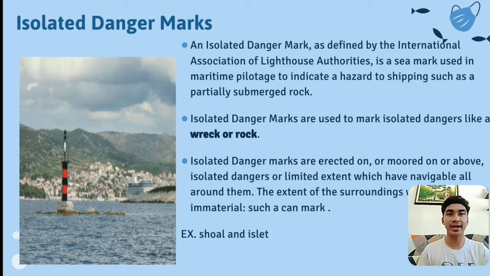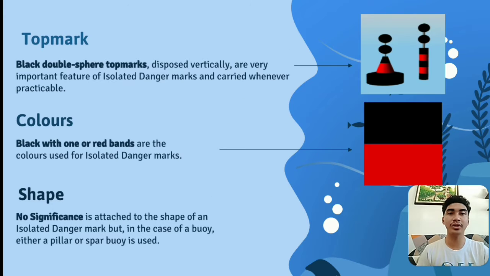Also, isolated danger marks are erected or moored on or above isolated dangers of limited extent which have navigable water all around them. The extent of the surrounding waters is immaterial, such as a can mark. An example is to indicate either a shoal which is offshore or an islet separated from the coast by a narrow channel. So let's go to the top mark.